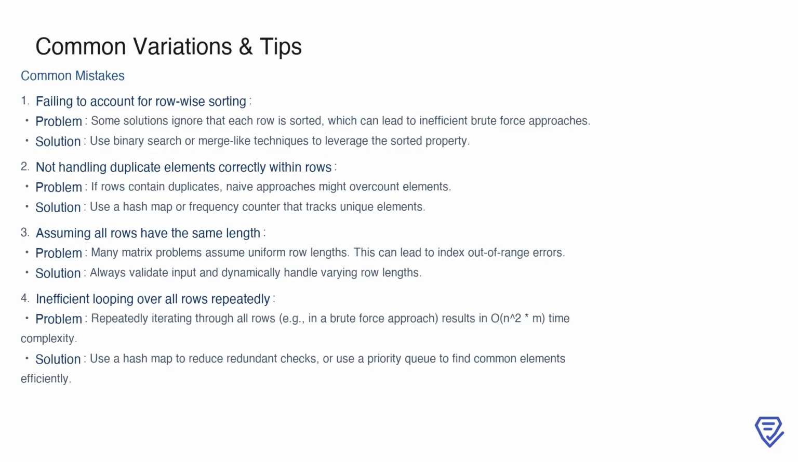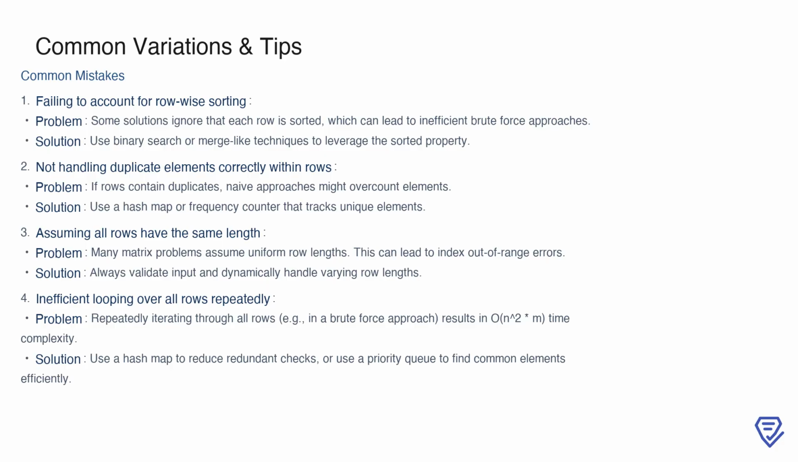Additionally, you should avoid assuming that all rows have the same length. While it's common to see uniform row lengths in problems, this assumption can lead to index out-of-range errors. To handle this, always validate the input and dynamically account for varying row sizes.